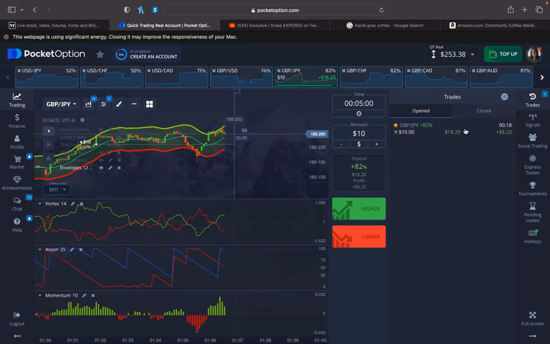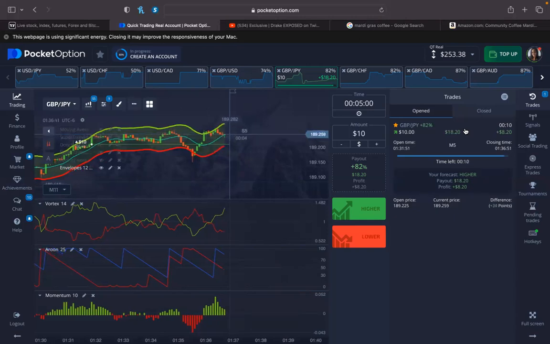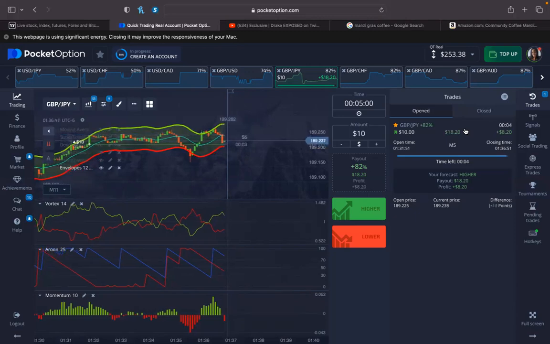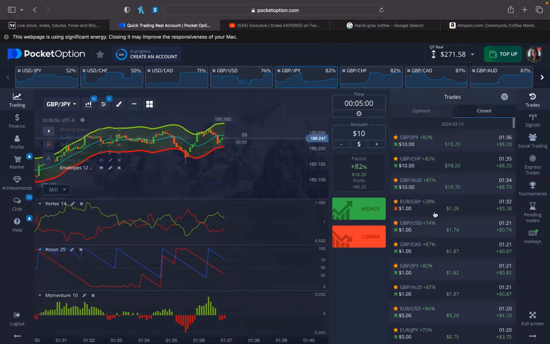21 seconds. And we are up 34 points. And there you have it. All four trades have closed positive.